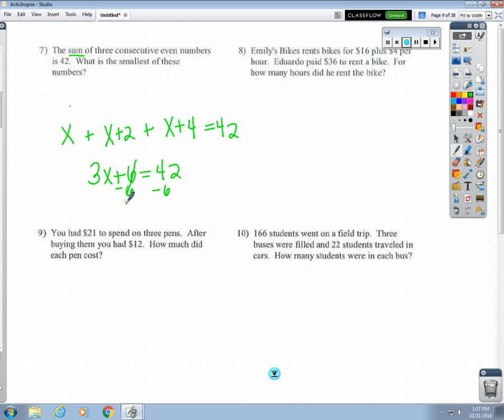And now to solve for x, 3x equals 36, and then we divide by 3, so x equals 12. Now remember, that's just regular x. So if regular x equals 12, if you add 2 to that, you get 14. If you add 4 to the regular x, you get 16. Do those 3 numbers add up to 42? And which one's the smallest? 12.